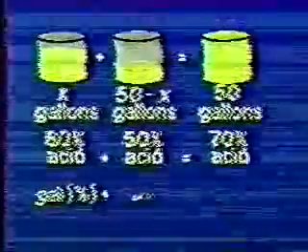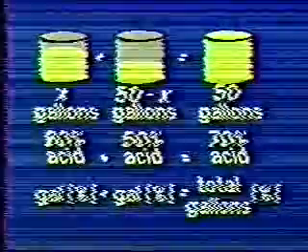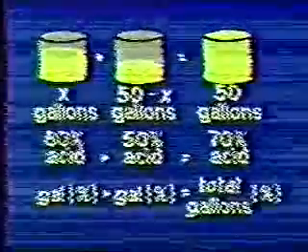And that amount of acid is found by multiplying some number of gallons times the percent of acid. Now, that's true in every case here. Now, notice that gallons times percent plus the gallons times percent is equal to the total gallons times the resulting percent. And that's the way we build our equation.